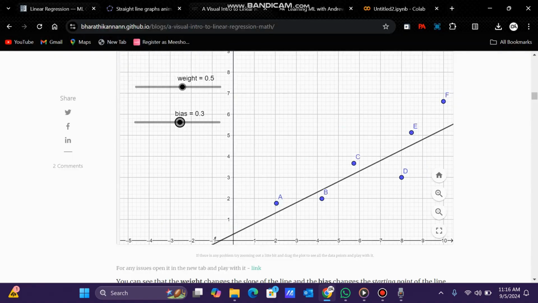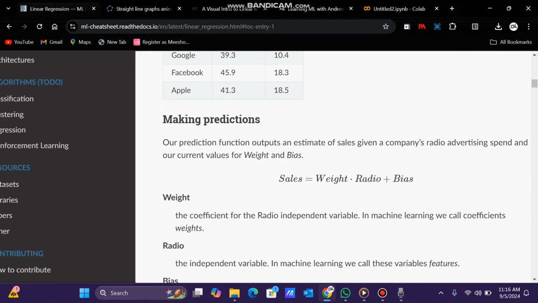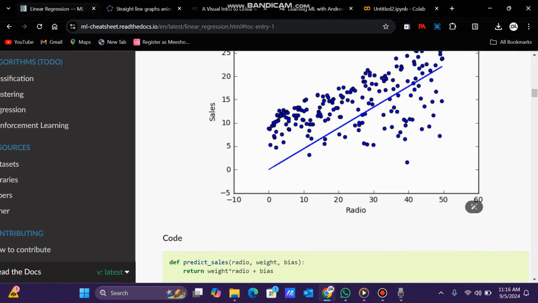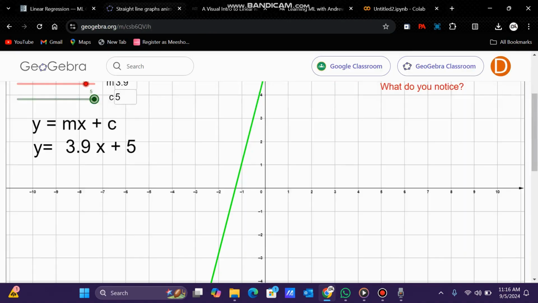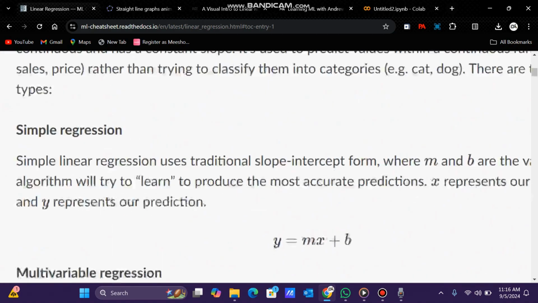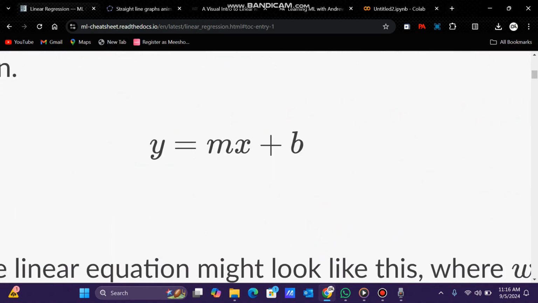You can read the remaining article from this site, the ML cheat sheet. I will also be giving credit to the fantastic sources where I have picked up this knowledge, for example this ML cheat sheet and this GeoGebra graphical representation.